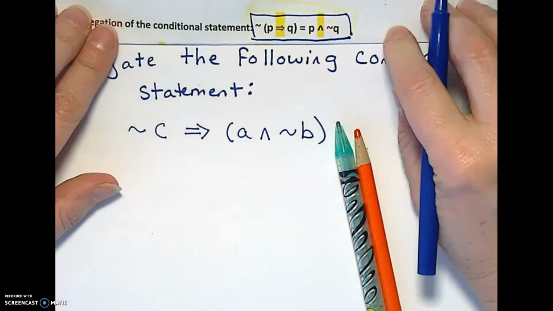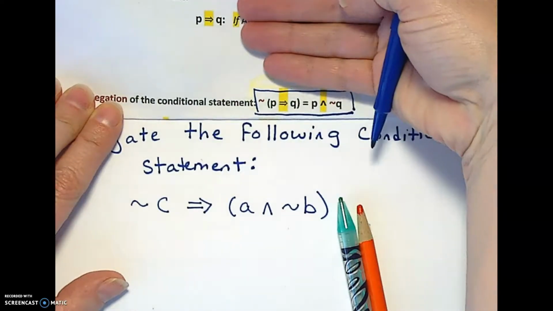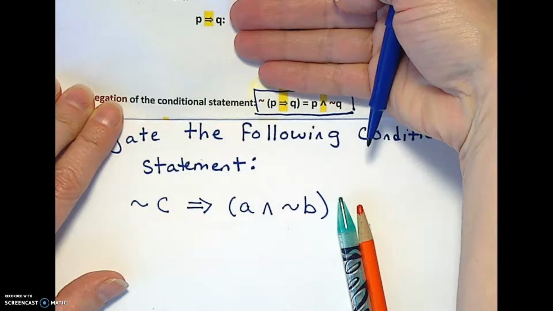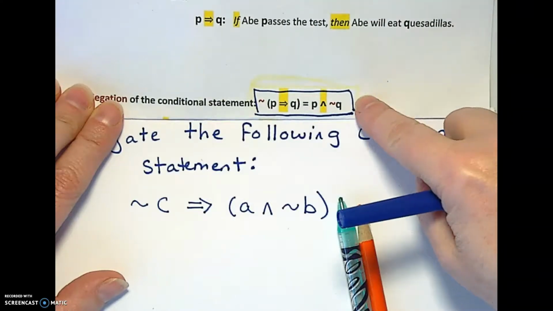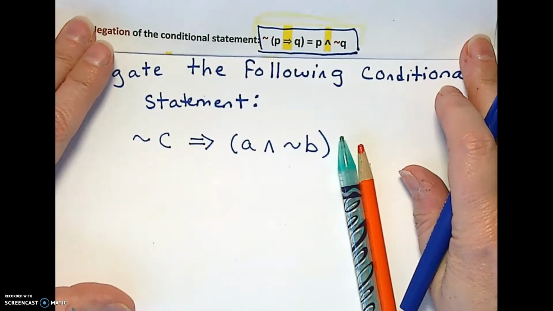So the original conditional is just, if P, then Q. Any conditional is if P, then Q. And then when you negate it, you get P and not Q. But this is way more than P's and Q's, so let's figure this out.